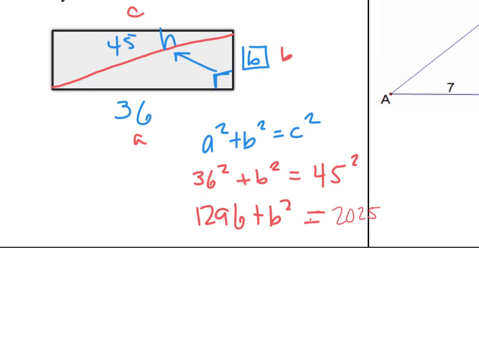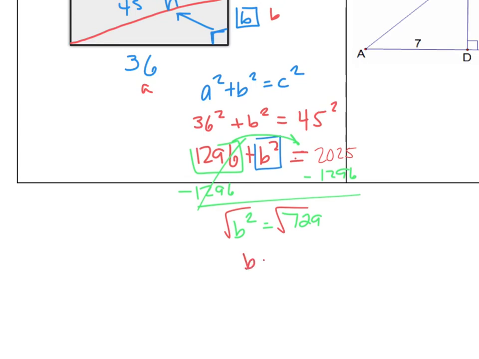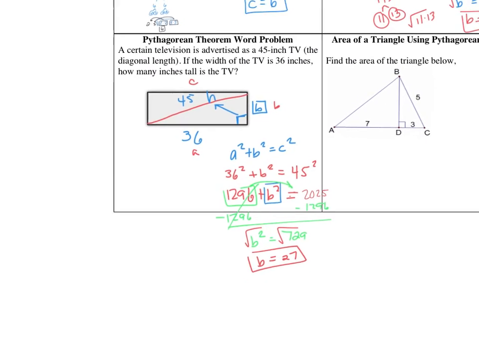I want to get b squared by itself. So I have to get rid of this 1296 and bring it to the right-hand side of my equal. To get rid of that 1296, I subtract 1296 from both sides. My 1296 is canceled, so I get b squared equals 729. My final step always is to take the square root of both sides. So I get b equals 27. I typed that into my calculator to get the square root of 729. And that's your final answer.